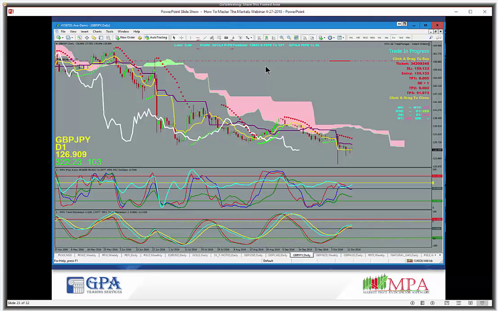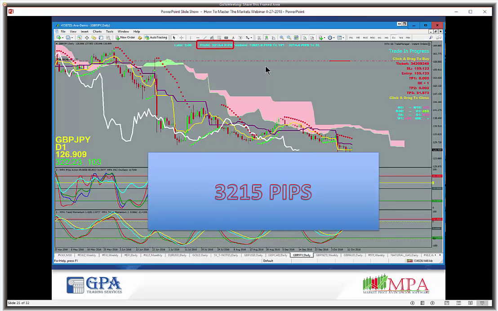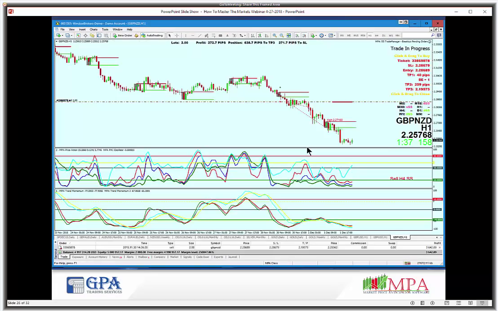Here's another one. The pound yen. 3,215 pips. Simply by aligning the time frames, letting the winning trades run, and look for those particular examples, signs and symptoms, aka slingshotting lower and lower to continue. That's how you let your winning trades run in the direction of the higher time frames. And there's a couple more.